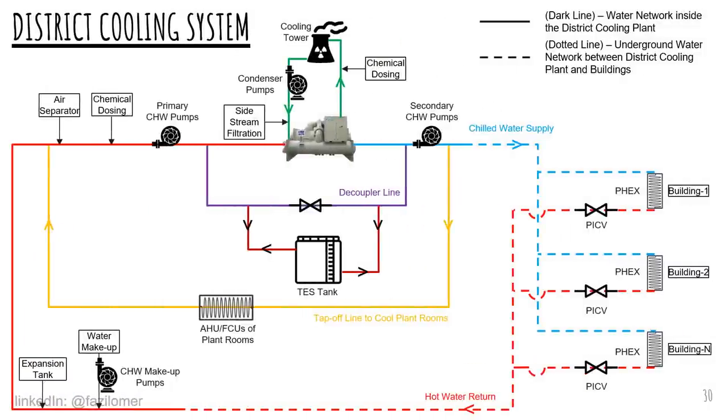The major difference between a chiller system and a district cooling system is the extended chilled water network in the district cooling system. The below diagram shows the various components of a district cooling system. Please note that the dotted line represents the underground pipe network between the district cooling plant and the buildings, whereas the dark line represents the pipe network inside the district cooling plant. Let us look into each component separately in coming slides.